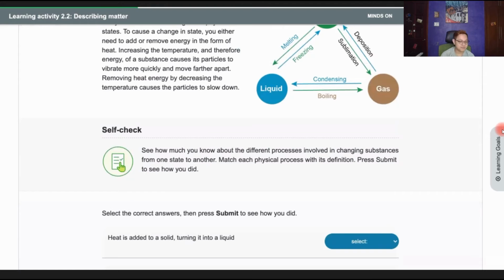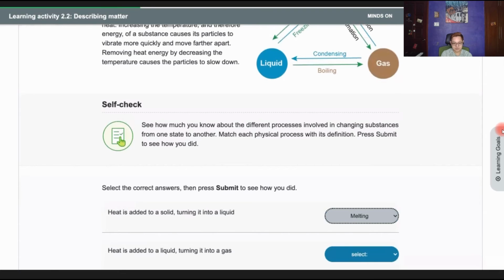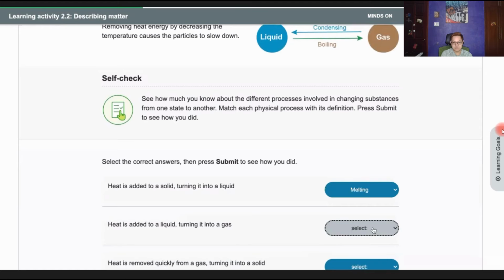What is what? Heat is added to a solid, turning it into a liquid. You have to choose. Melting. Heat is added to a liquid, turning it into gas. This one is evaporation.